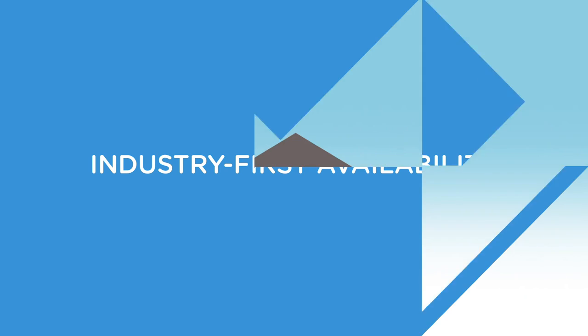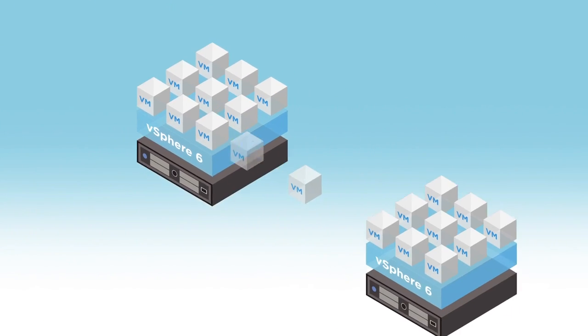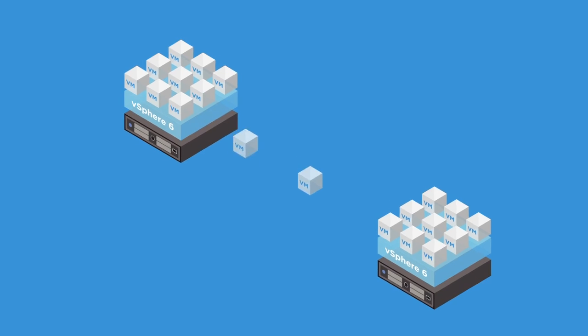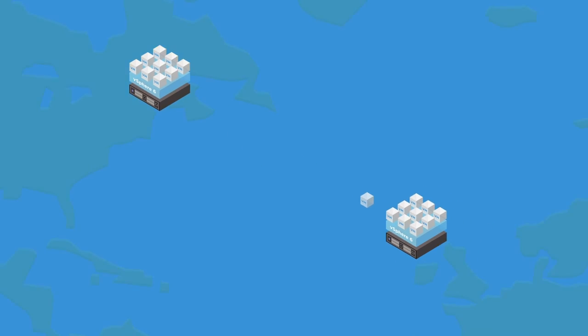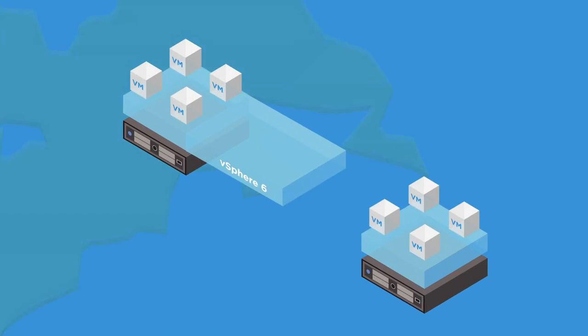vSphere 6 delivers industry-first availability features that align with the needs of your business and your workloads. vSphere 6 redefines availability, enabling you to migrate live workloads with new VMotion capabilities that span the boundaries of virtual switches and vCenter servers. In addition, you can perform VMotion over long distances.